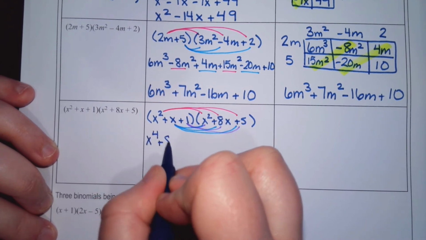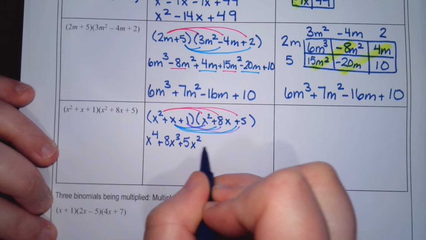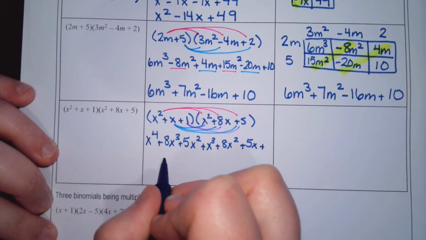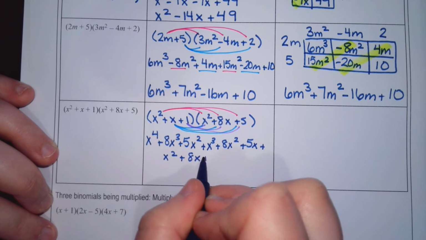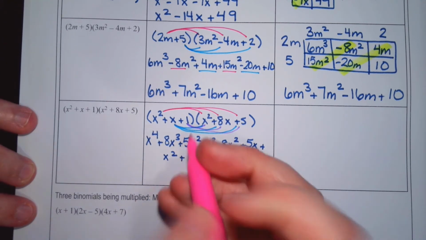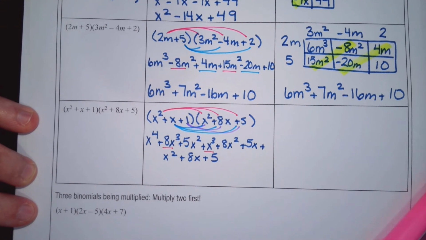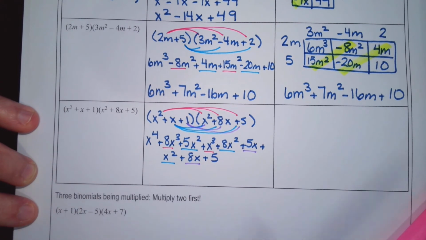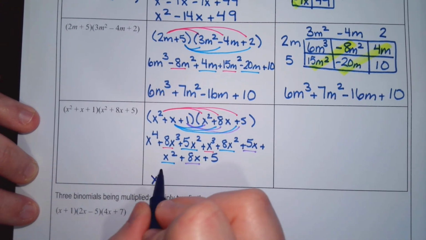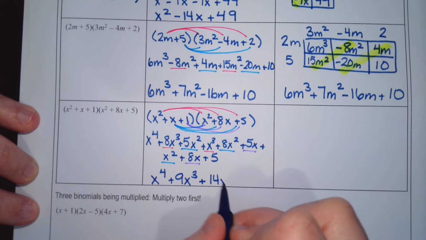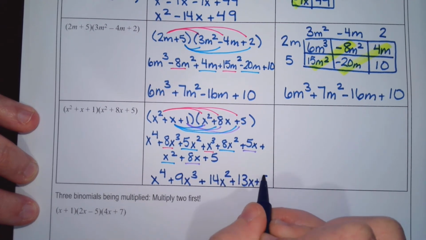X to the 4th plus 8x cubed plus 5x squared plus x cubed plus 8x squared plus 5x plus x squared plus 8x plus 5. So as you can see, I had to go down a second row. But now for our like terms. 8x cubed, x cubed, 5x squared, and 8x squared, 5x and 8x, and I forgot another x squared right there. So we have x to the 4th plus 9x cubed plus 14x squared plus 13x plus 5.